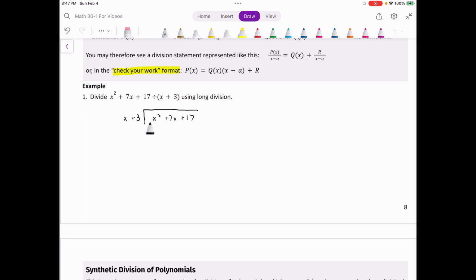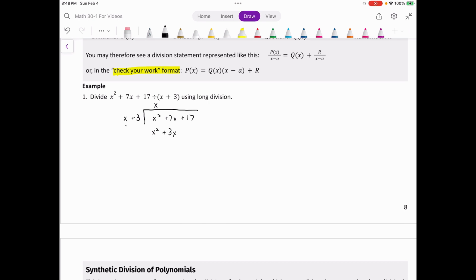So divide, multiply, subtract, bring down, repeat, okay? So I'm going to take the first term, x squared, and divide it by the first term of my divisor, x. X squared divided by x is just x. There we go, divide. Now multiply, so x times x plus 3 is going to be x squared plus 3x, right? X times x is x squared, x times plus 3 is plus 3x.